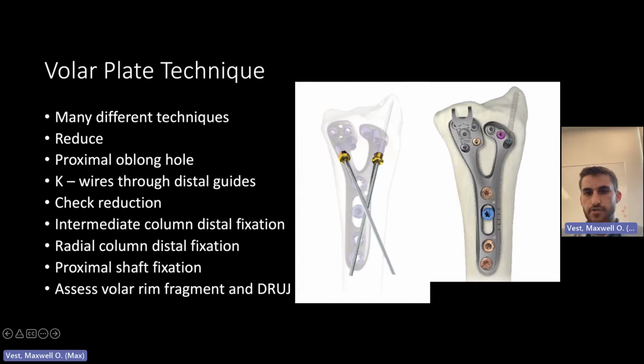And then you want to get K-wires through your distal guides. You want to check your reduction. You want to perform your intermediate column fixation first, and once you lock that in, then you can perform your radial column distal fixation. And then you can finish your proximal fixation. And then you always want to assess for a volar rim fragment, and you always want to assess the DRUJ after fixing these. Like I said, there are many different ways to fix these, but this is one commonly performed technique or method.